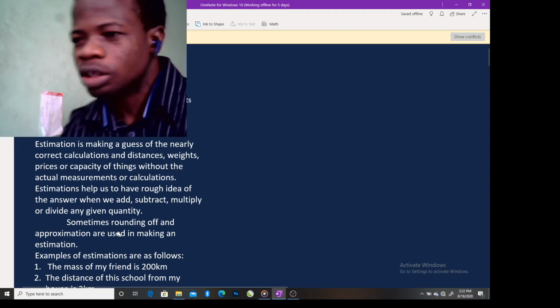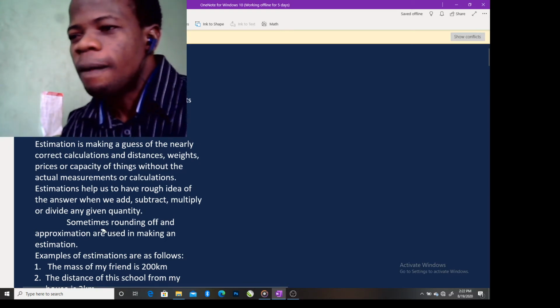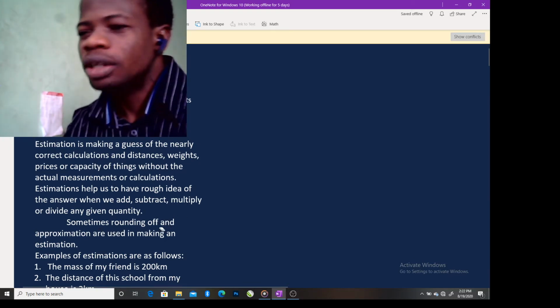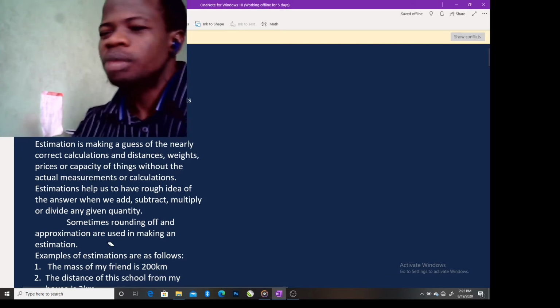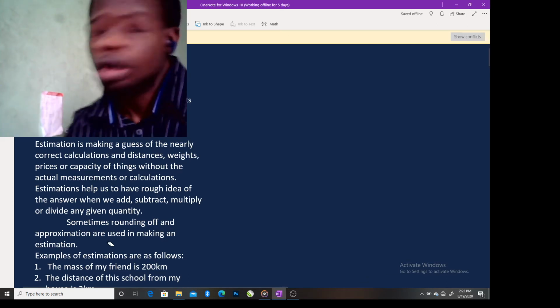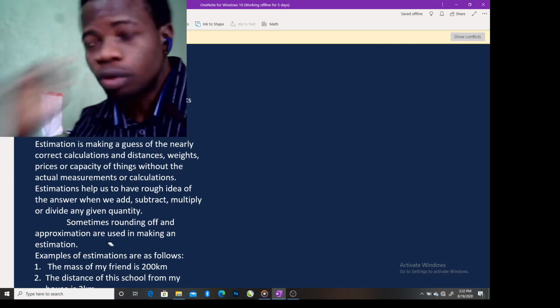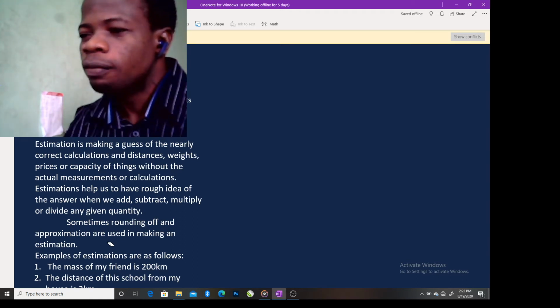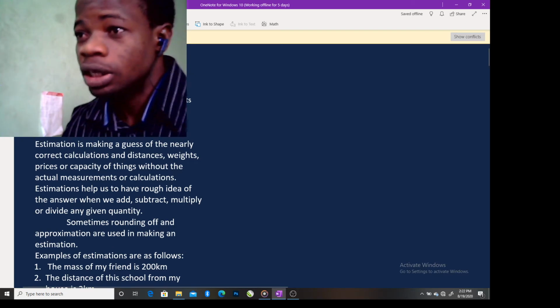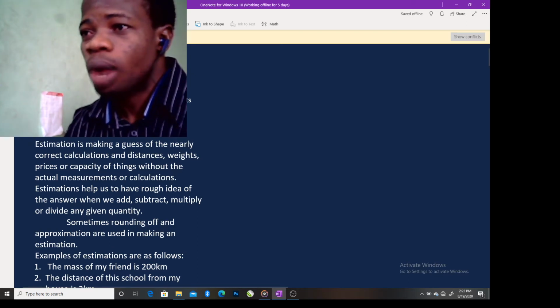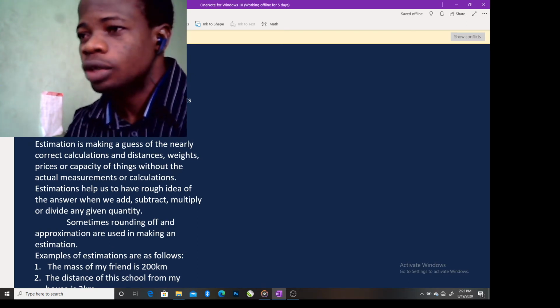There's something about estimation. Sometimes rounding off and approximation are used in making our estimations. So two things are very important when we do estimation: the rounding off and the approximation. Those are the things we'll be facing. While we are approximating, we also talk about those things. So quickly, let's do some examples.